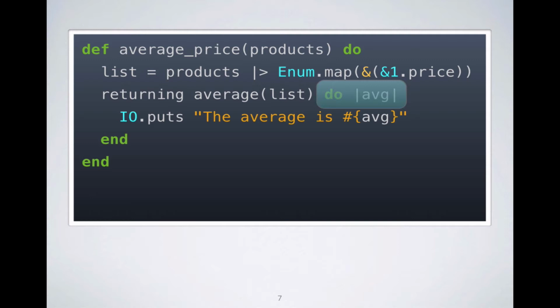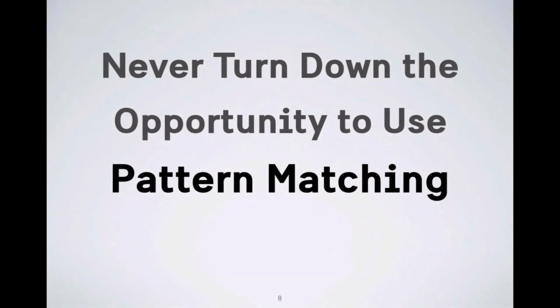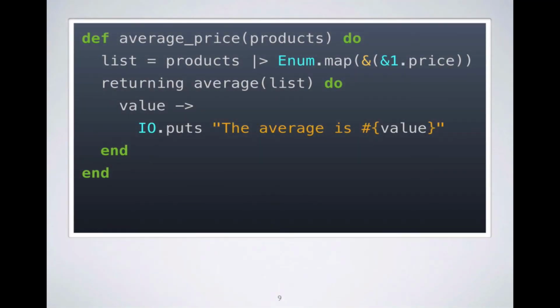To do that, let's apply Thomas's first rule of Elixir design, and that is never turn down the opportunity to use pattern matching. And in this particular case, we're going to use pattern matching as a way of getting a value into the code in the equivalent of that block. So using pattern matching would probably end up with something that looks a bit like this.